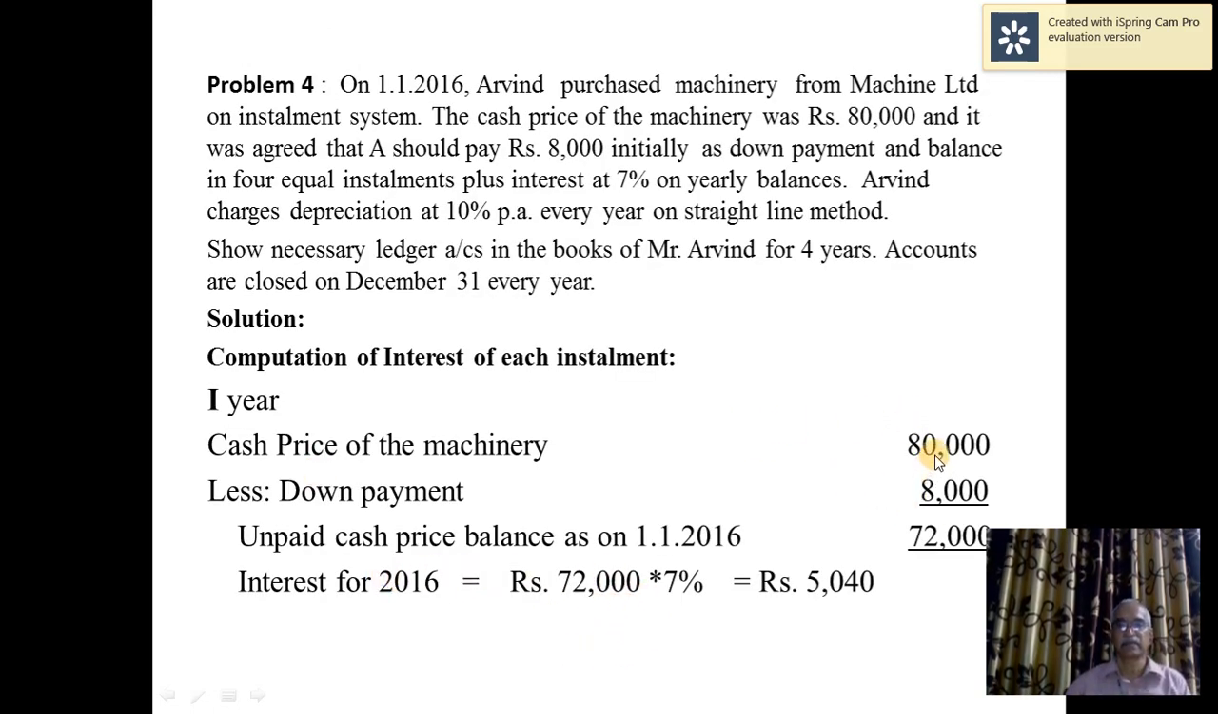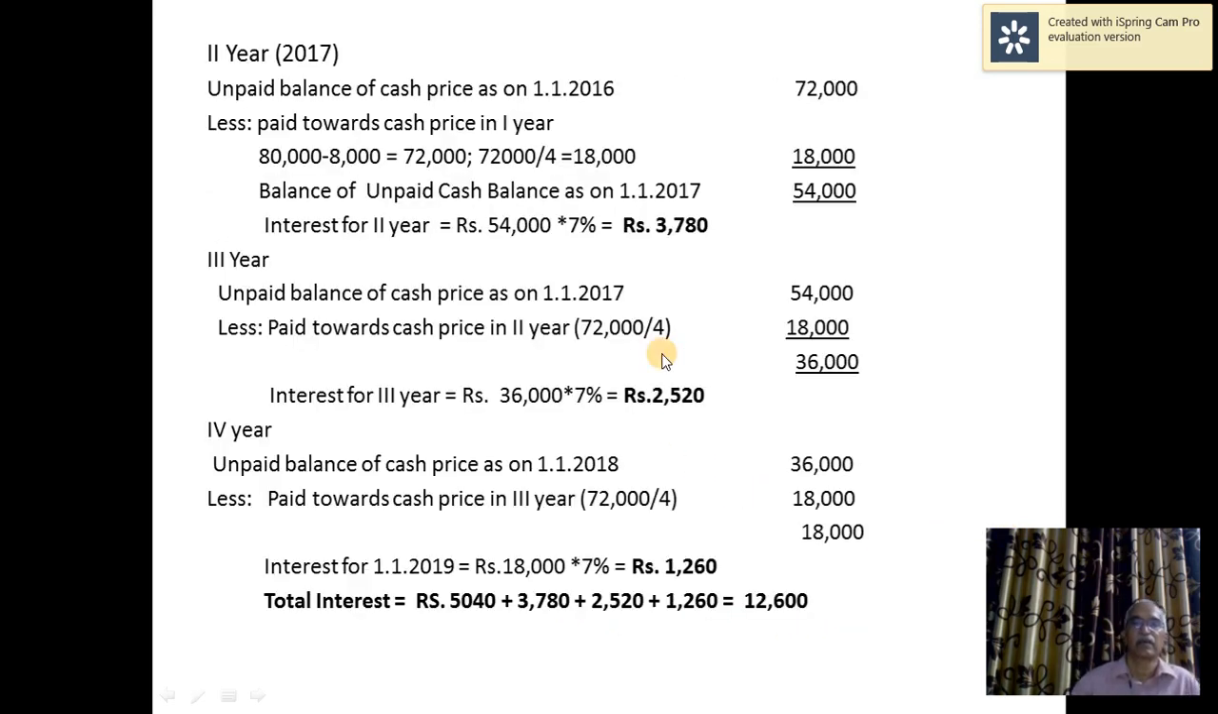First year interest, it is 80,000 minus 8,000 down payment, 72,000. On this you are calculating 5,040. And for 2017, balance as on 2016 is 72,000. Then cash price paid in first year installment 18,000. So you will get 54,000 balance. On this you are calculating the interest at the rate of 7%. So that comes to 3,780.